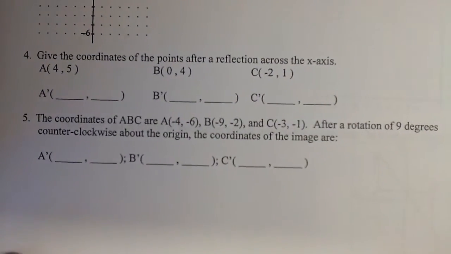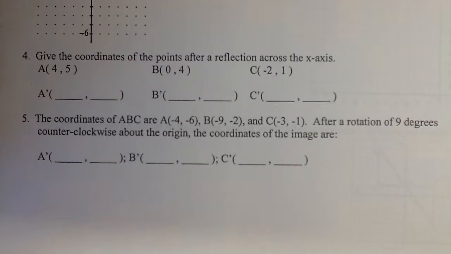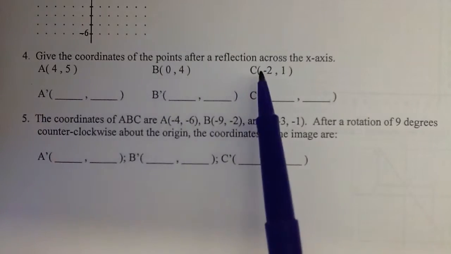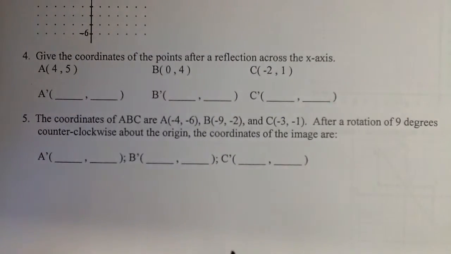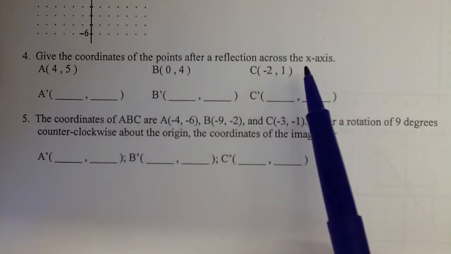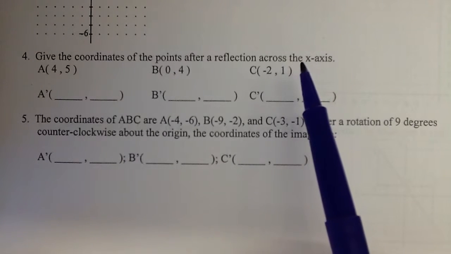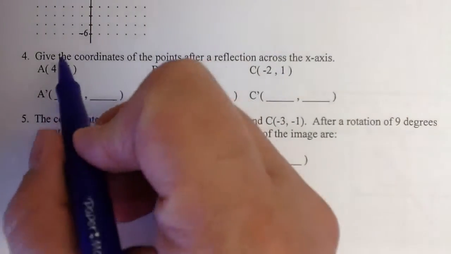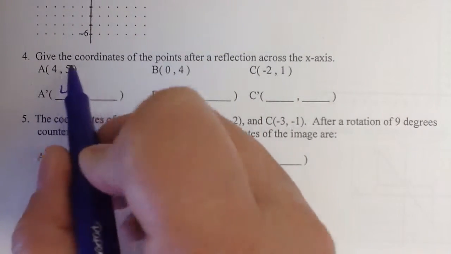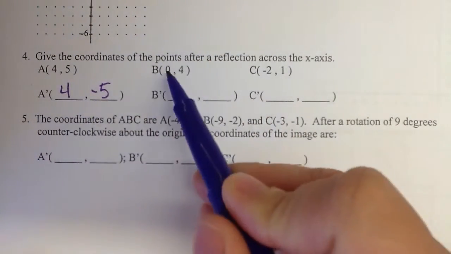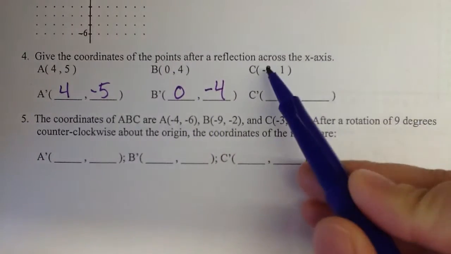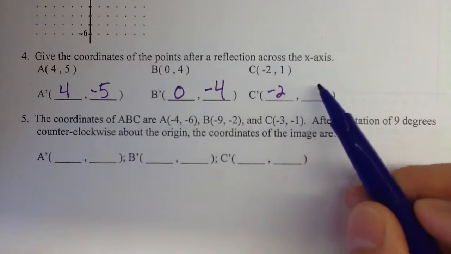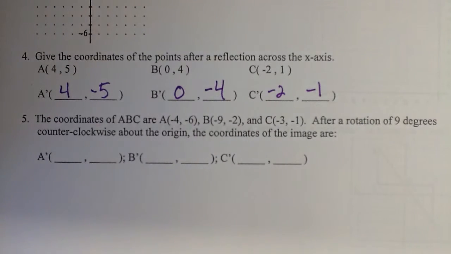On number 4, give the coordinates of the points after reflection in the x-axis. The coordinates are listed. It's not using the picture, it's using the coordinates that are listed. When you do a reflection in the x-axis, the only thing that changes is the sign of the y. So it's still 4. Instead of being 5, it becomes negative 5. Still 0. Instead of being 4, it becomes negative 4. Still negative 2. Instead of being 1, it becomes negative 1.